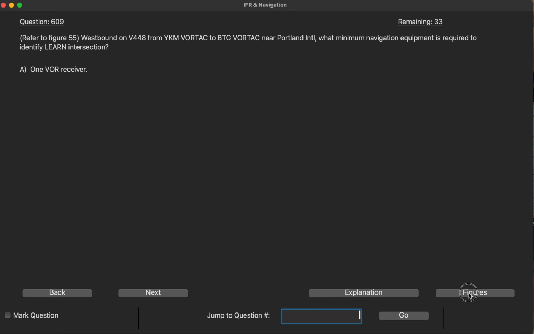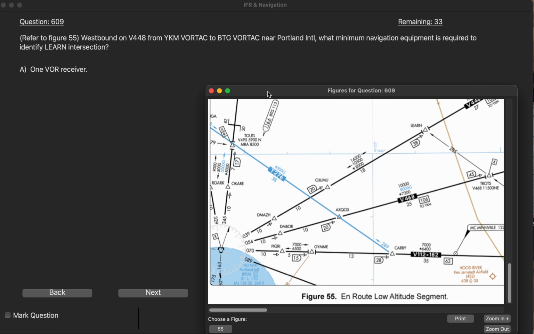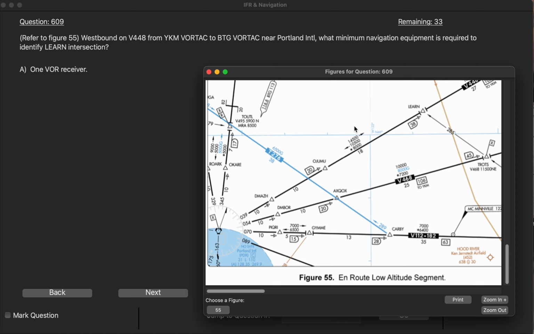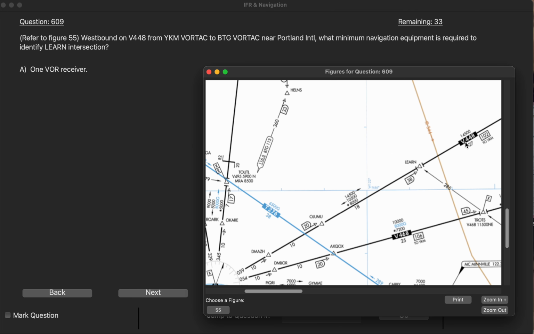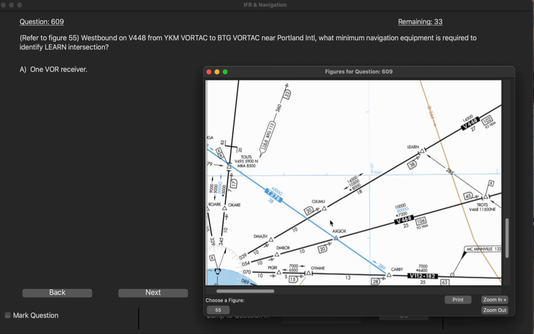Refer to figure 55. Westbound on Victor 448, here's 448, and we're heading west from YKM to BTG VORTAC near Portland International. What minimum navigation equipment is required to identify the Learn intersection? One VOR receiver, because you're going one direction.